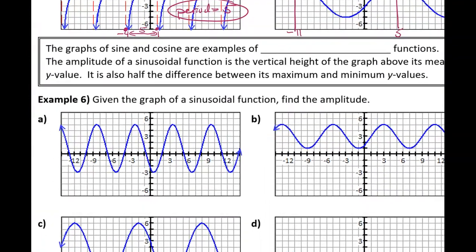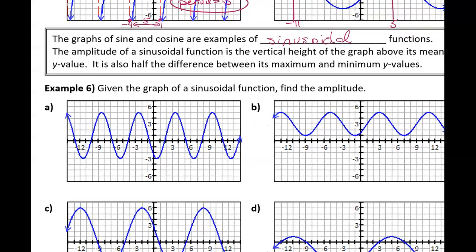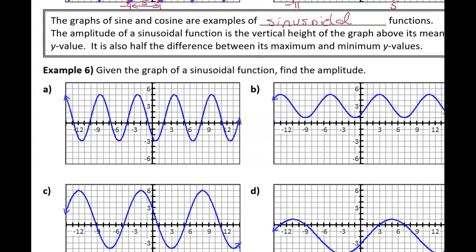The graphs of sine and cosine are actually examples of periodic functions, but also what we call sinusoidal functions. That is, they have a specific curvy shape that just goes up and down, like a wave. In fact, sines and cosines are used to model wave motion. The amplitude of a sinusoidal function is the vertical height of the graph above its mean y value.